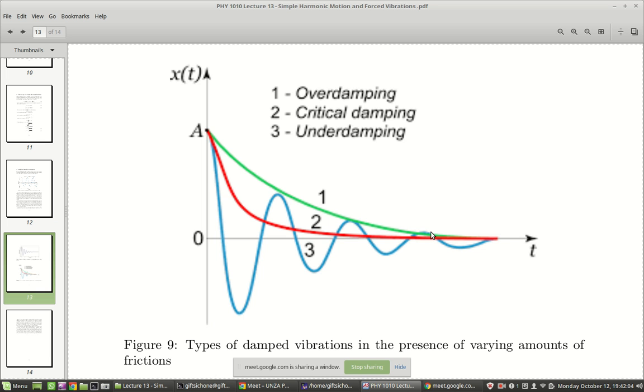Okay. So mostly what happens, even when you're vibrating a mass attached to a spring in air, air offers a certain amount of friction, very little. Okay. So basically, in the case of air, you are vibrating stuff in air, you end up having underdamping like that.